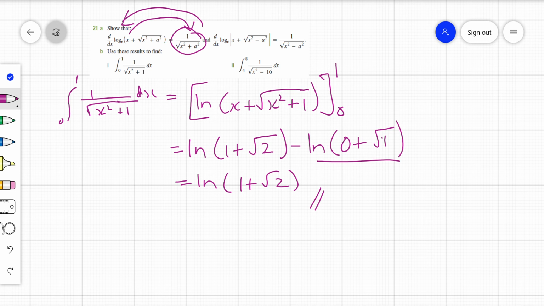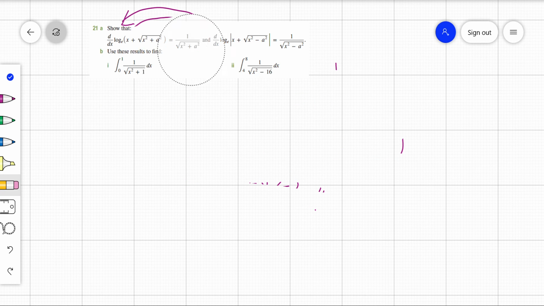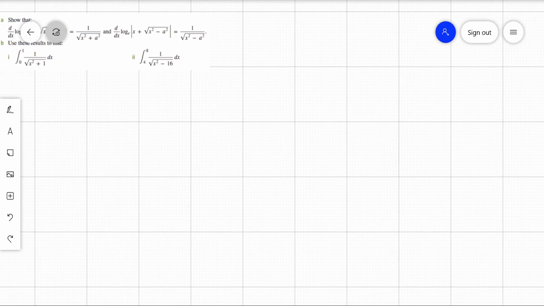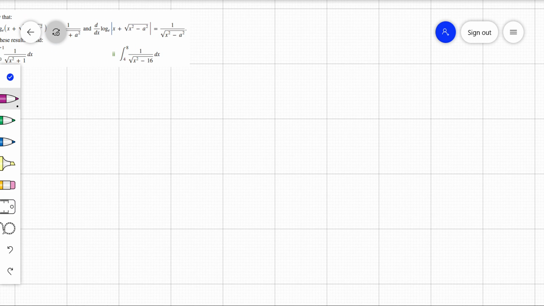Alright, and doing the other one, so this time we're using the other result. We have, let me just move that there, we can write on top of it. There we go, that's easier. So you can see the 16 is the a squared, so a must be 4 in this case. So if I'm integrating, I'm going this way, so it's a definite integral, so I'm saying log of x plus square root x squared minus 4 squared, and I'm going between 4 and 8.